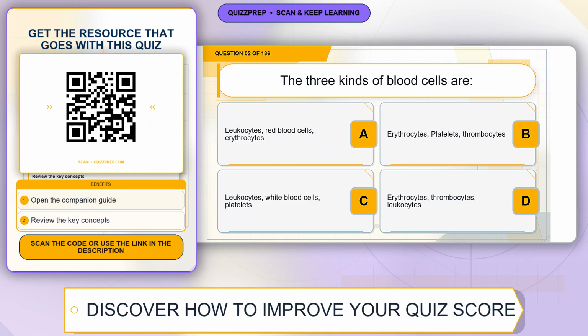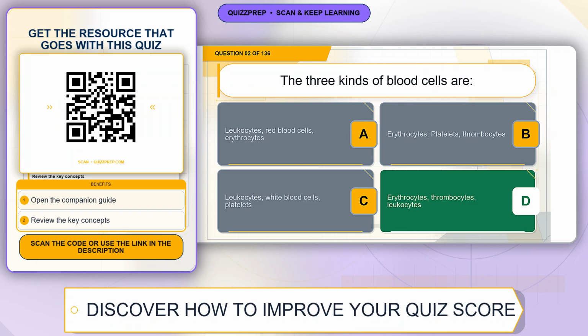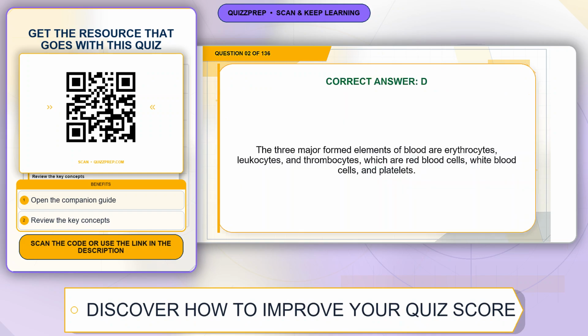Question 2. The three kinds of blood cells are: Option A, leukocytes, red blood cells, erythrocytes. Option B, erythrocytes, platelets, thrombocytes. Option C, leukocytes, white blood cells, platelets. Option D, erythrocytes, thrombocytes, leukocytes. The correct answer is option D, erythrocytes, thrombocytes, leukocytes. Explanation. The three major formed elements of blood are erythrocytes, leukocytes, and thrombocytes, which are red blood cells, white blood cells, and platelets.